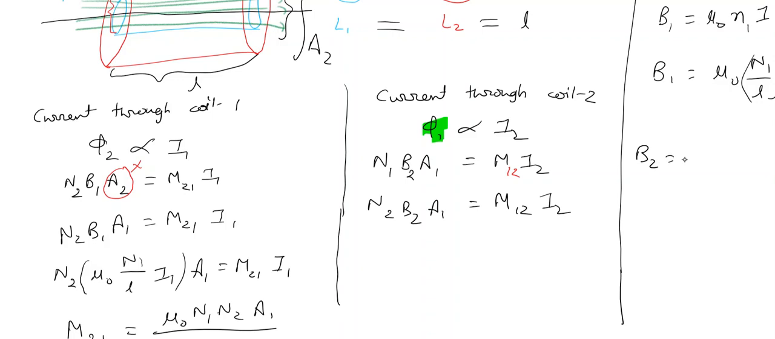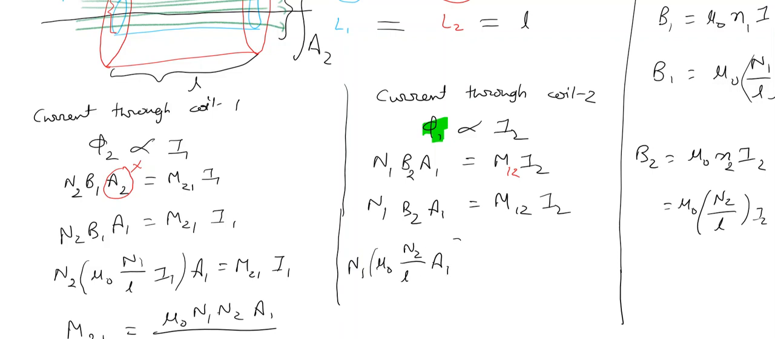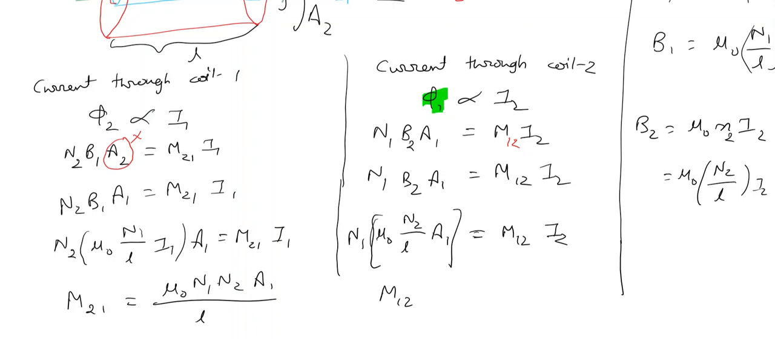What is B2? B2 is mu 0 n i, which is mu 0 N2 I2, or else mu 0 capital N2 by L I2. Substituting it here, I think I'm making a mistake, sorry. N1 should be here, so N1 mu 0 N2 by L A1 is equal to M12 I2. Make M12 the subject of the formula and you will get mu 0 N1 N2 A1 by L. Now look at these two.